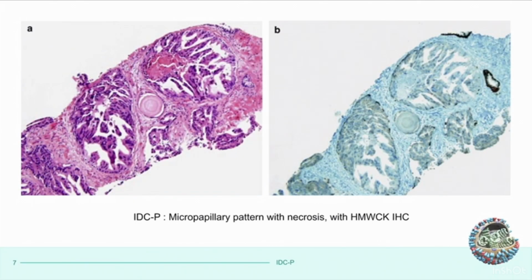As you can see in this picture, there is a micropapillary pattern. So why is it called micropapillary? Because in a proper papillary pattern, you will see finger-like projections with a fibrovascular core. Here you are not seeing a fibrovascular core, so it is a micropapillary pattern, and you can see necrosis in the enlarged glands, as well as corpora amylacea in it. In the right side picture you can see HMW, high molecular weight cytokeratin, which is a basal cell marker of the prostate gland.